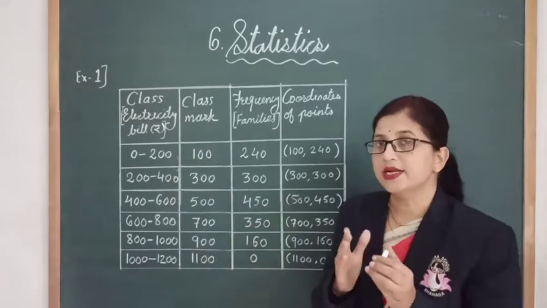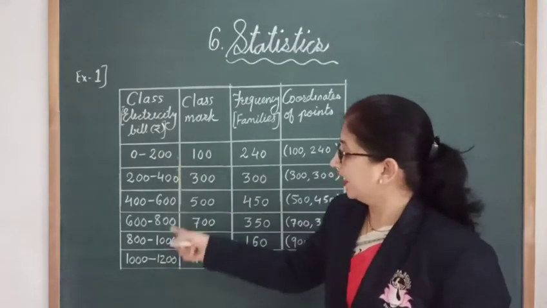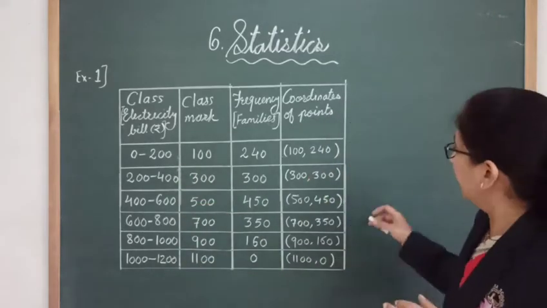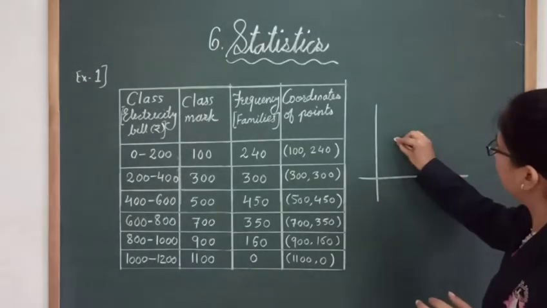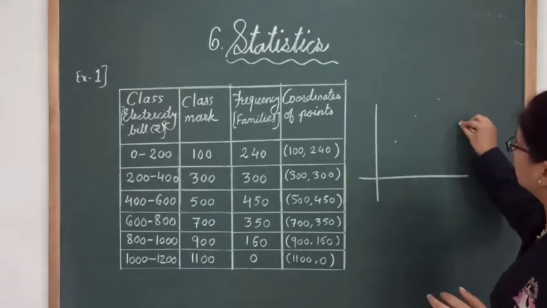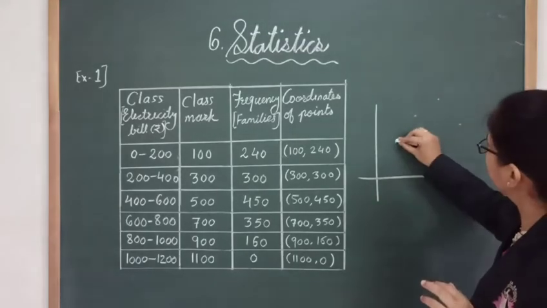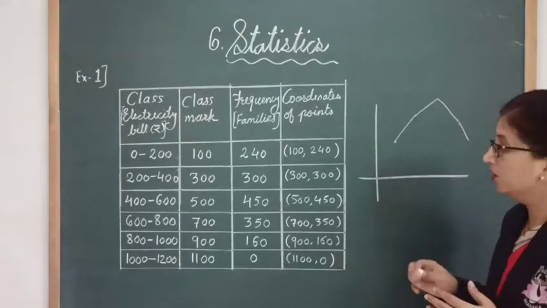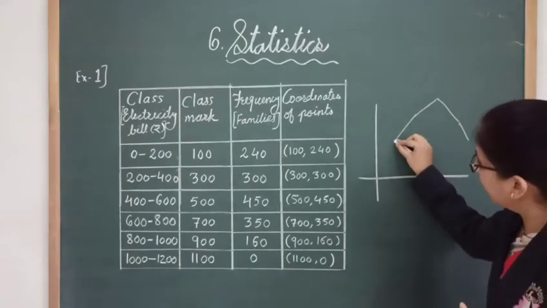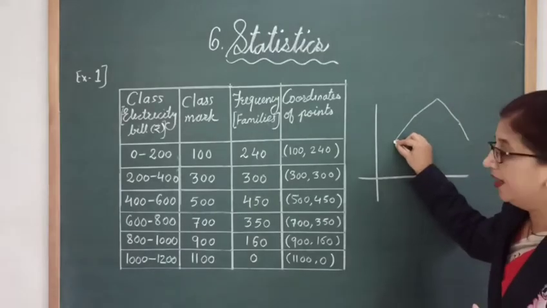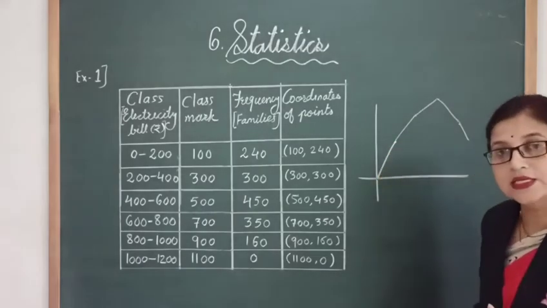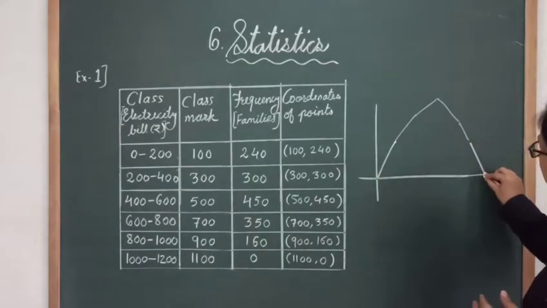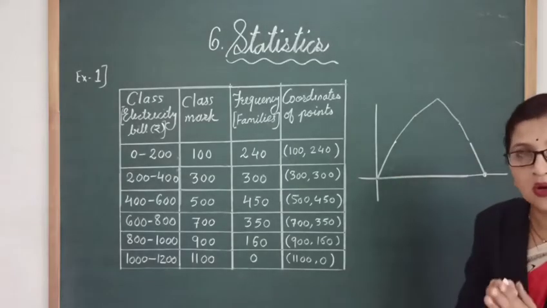Why is it so? So dear students, here we have to take the extra class in the starting and at the last. Why is it so? If we draw the frequency polygon, suppose we plot these points, somewhat the points will be like this, and if we join them, then it may be like this. Okay, so to close this polygon we have to take one extra class in the starting with the frequency 0. Similarly one at the last with 0, so that this polygon will be closed.